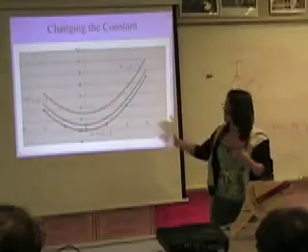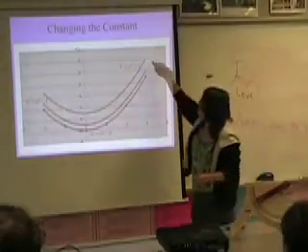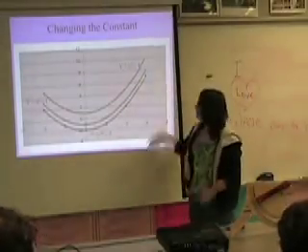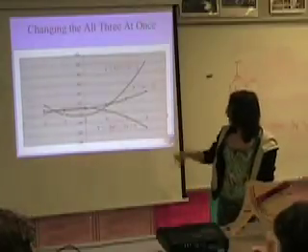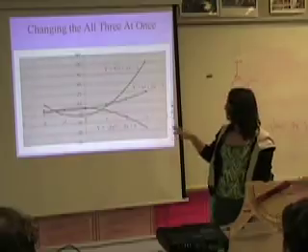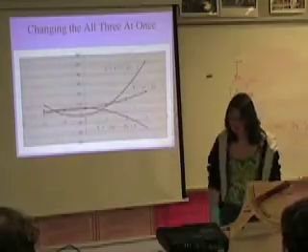When you change the constant, it just moves the whole thing up and down, x squared plus 1, minus 2, very straightforward. And so when you start changing all three at once, you end up with some pretty crazy curves going every which direction.